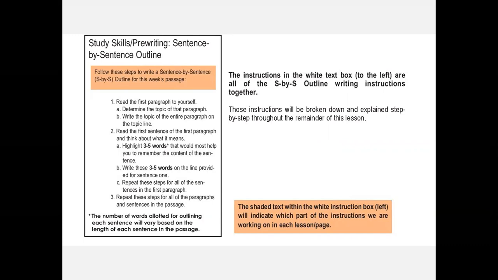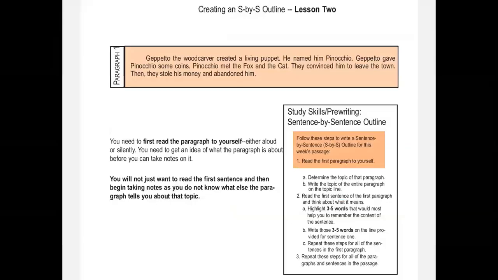They are ready for any book in the downloadable series that I have, as well as any book in the meaningful composition set. So it says here, the shaded text within the white instruction box on the left will indicate which part of the instructions we're working on in each lesson, in each page. So this one says, follow these steps to write a sentence by sentence outline for this week's passage. And then in lesson 2, it has the paragraph at the top, and it has the first step. And the first step is read the first paragraph to yourself.